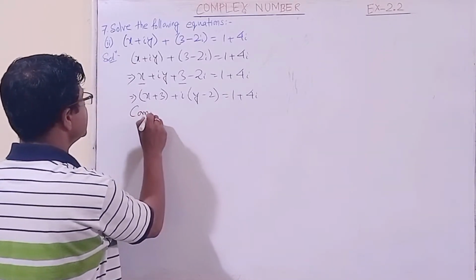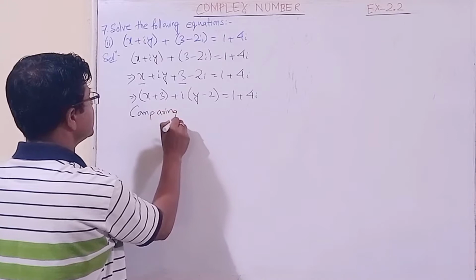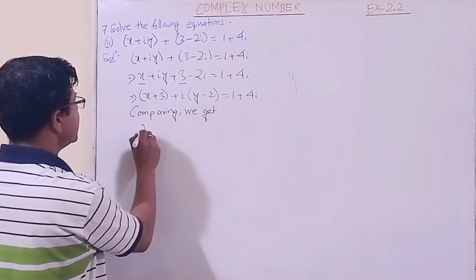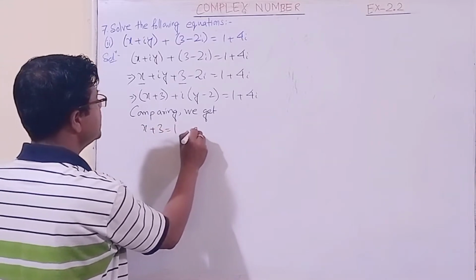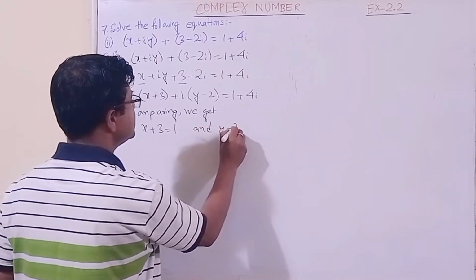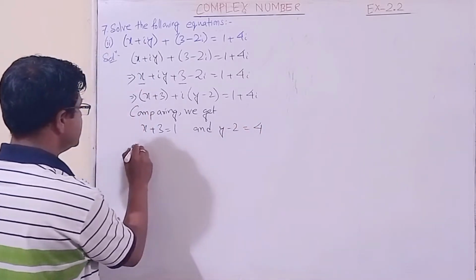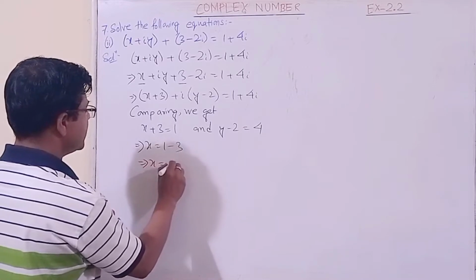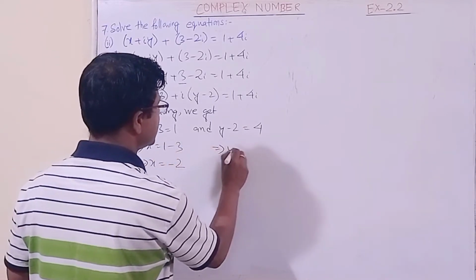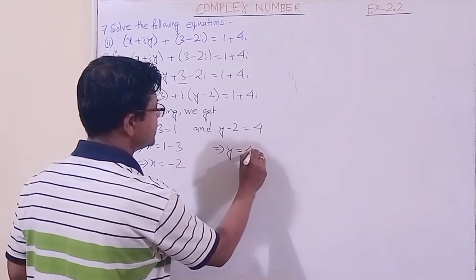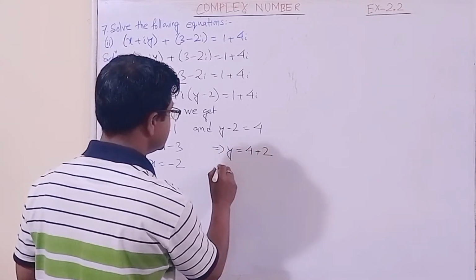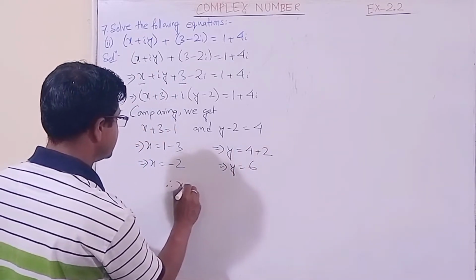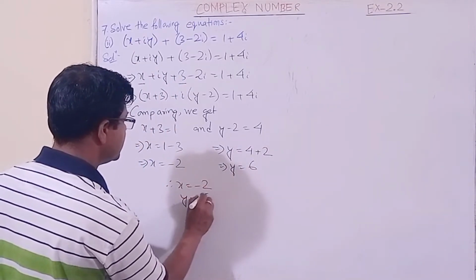So comparing, we get x plus 3 is equal to 1, and y minus 2 will be equal to 4. So x equal to 1 minus 3, so x equal to minus 2. And y: 4 is there, the minus 2 goes to the other side as plus 2. y equal to 6. Thus we have solved. Therefore x equal to minus 2 and y equal to 6.